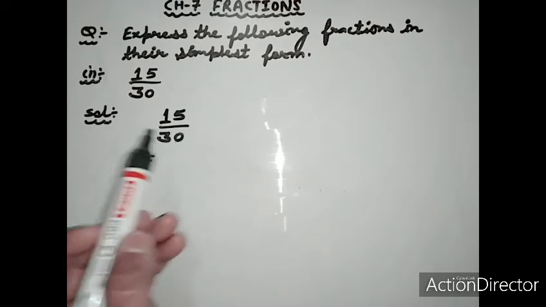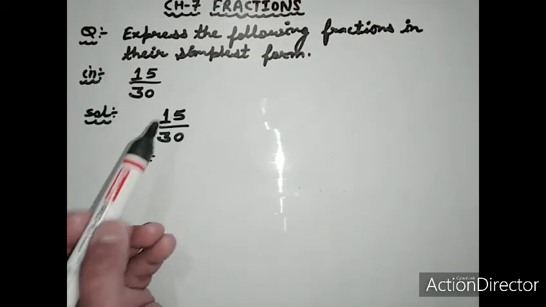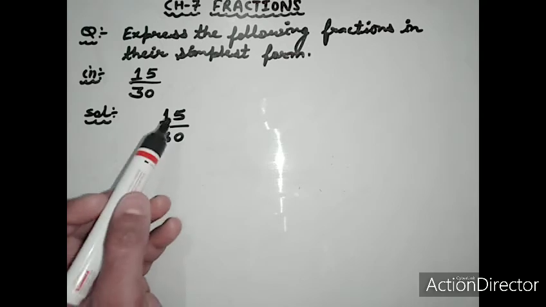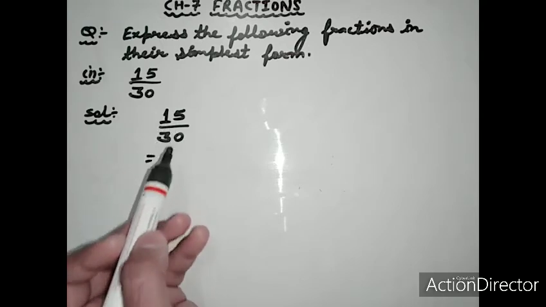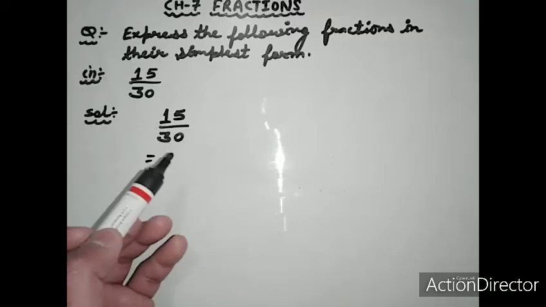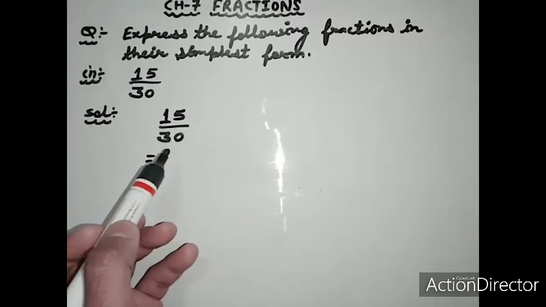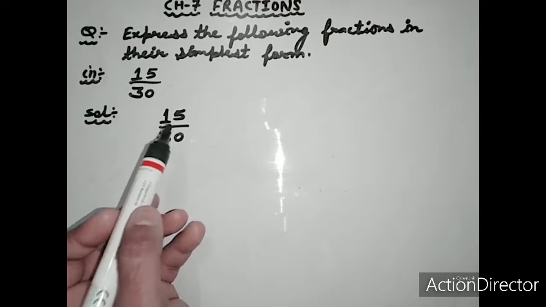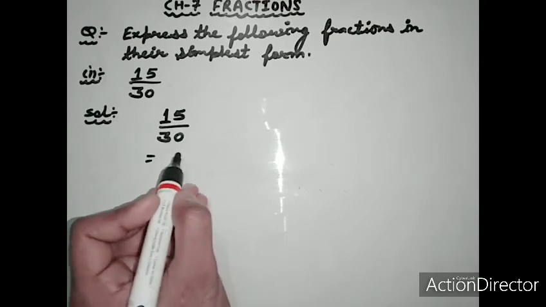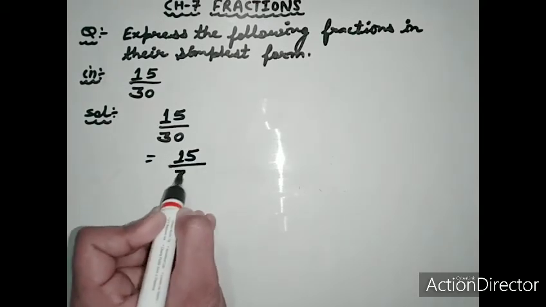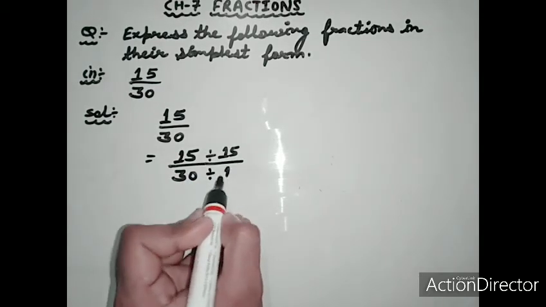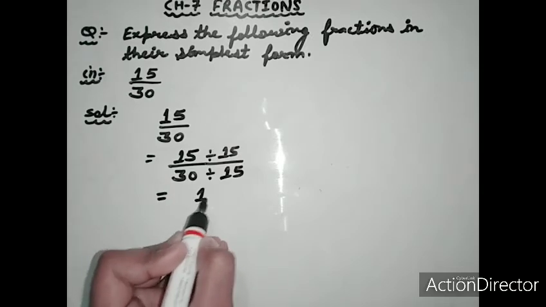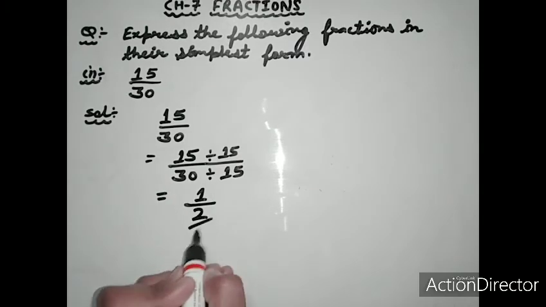So dear students, here we take a number which divides these two numbers at one time. So here there is 15, and you also take a common factor of 15 and 30. So there is 15 which divides 15 and 30 at one time. So here we divide 15 and 30 by 15. So 15 ones are 15 and 15 twos are 30. So here we get 1 upon 2.